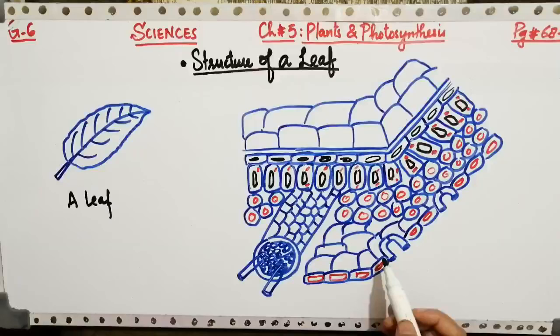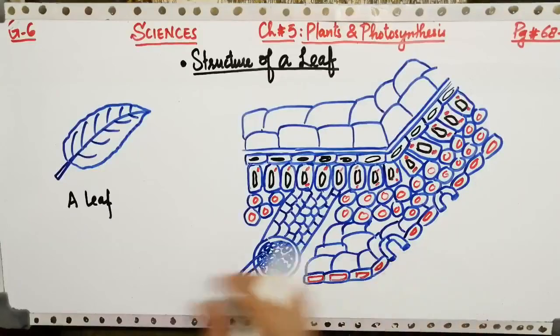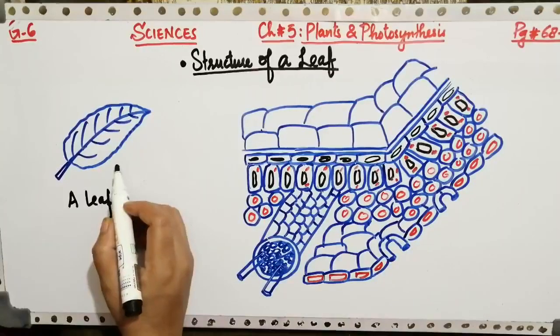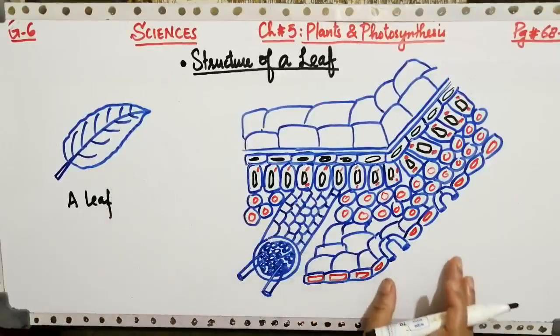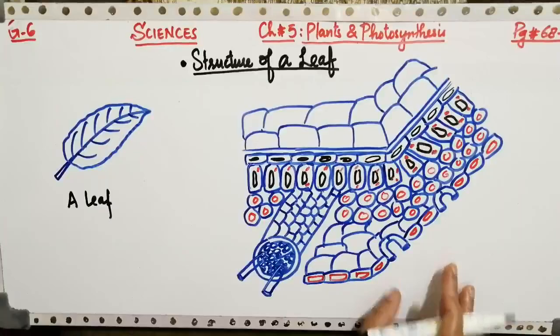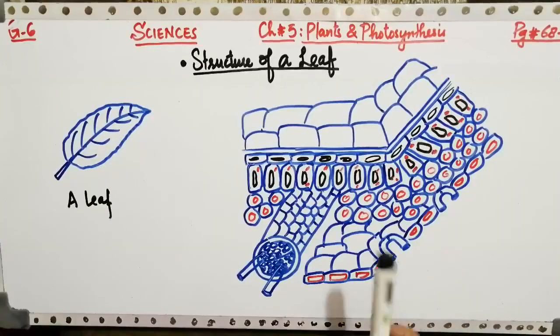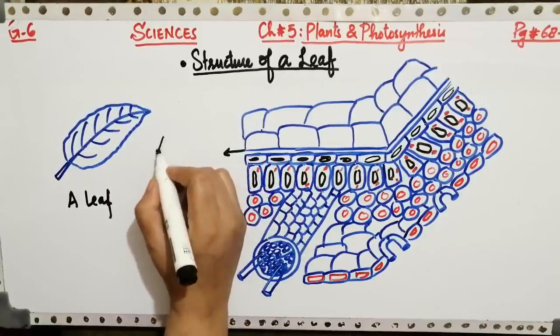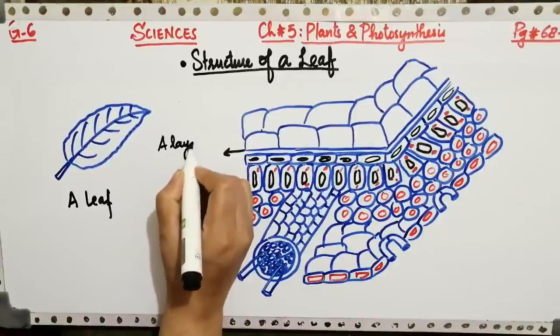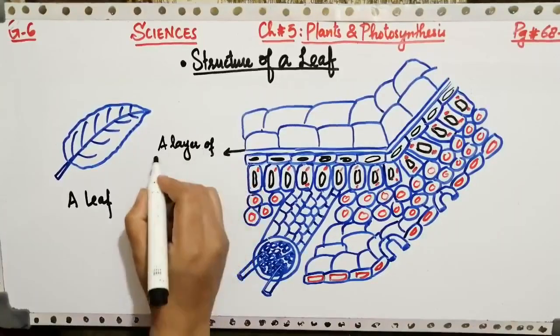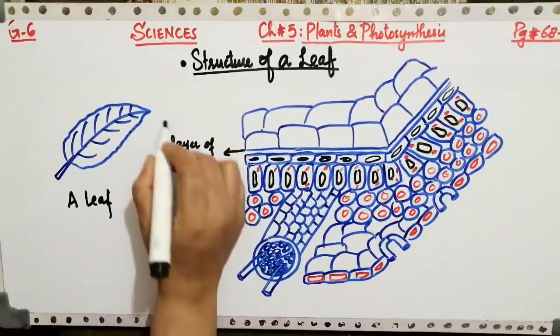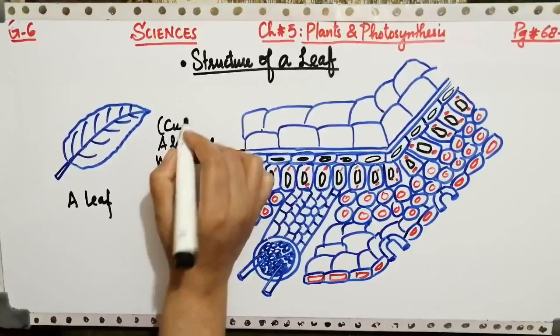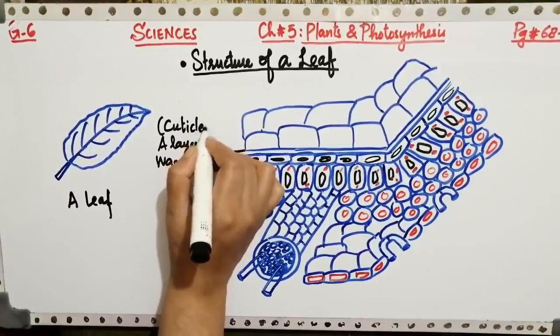If we magnify the structure of a leaf, then under a microscope you can observe the detailed structure, which is called the internal structure of the leaf. So this is the external outer structure, while this is called the inner or internal structure of a leaf. Now in the internal structure of a leaf, you can first of all find a layer of wax, and this layer of wax is called the cuticle.